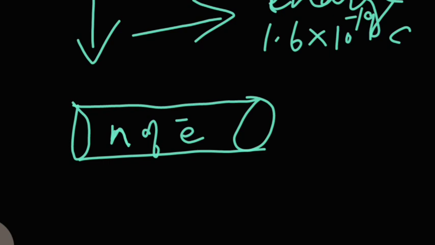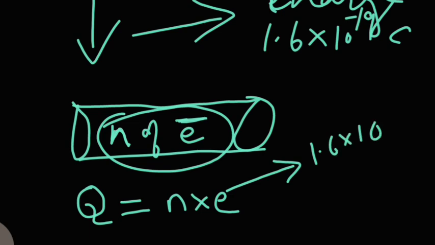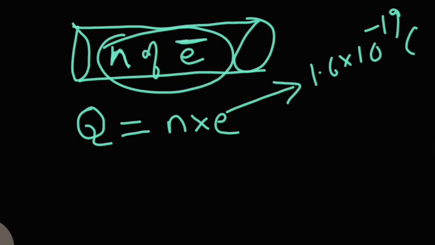So we can easily calculate. If n number of electrons are there in a conductor, then the total charge in that conductor, represented by Q, will be n multiplied with E, where E, the charge of 1 electron, is 1.6 into 10 raised to minus 19 coulomb. So the total charge of that conductor will be n multiplied with E. So it is easy to find the current there.